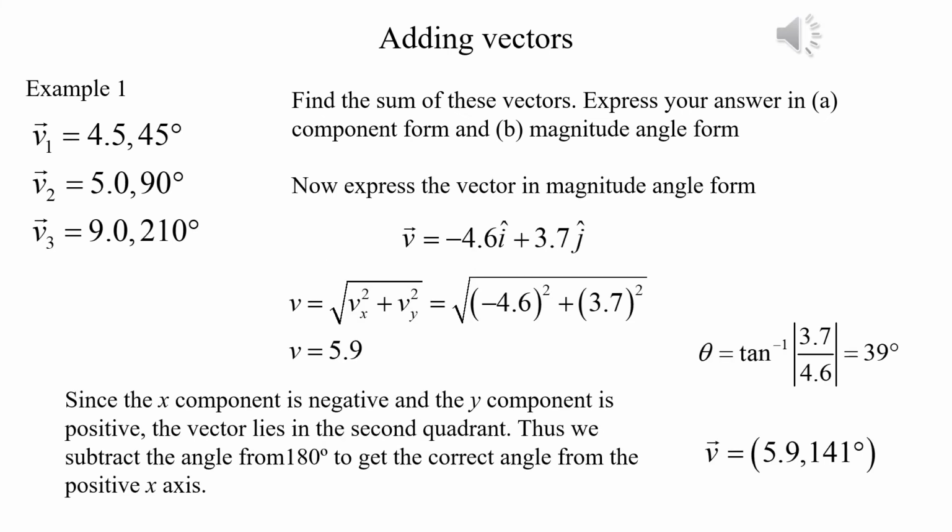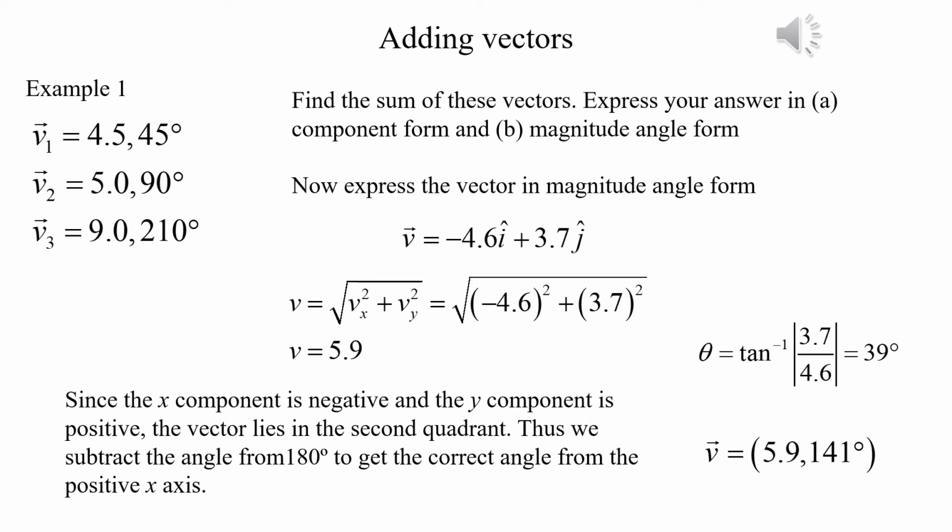For part B, we want to find the vector in magnitude angle form. To get the magnitude, I apply the Pythagorean theorem. So it's the x component squared plus the y component squared. Sum those together and take the square root. So negative 4.6 squared plus 3.7 squared, and then the square root gives me 5.9. To get the angle, I take the inverse tangent of the y component over the x component, ignoring the negative signs. So the inverse tangent of 3.7 over 4.6 gives me 39 degrees.